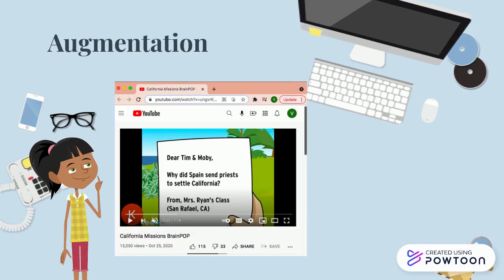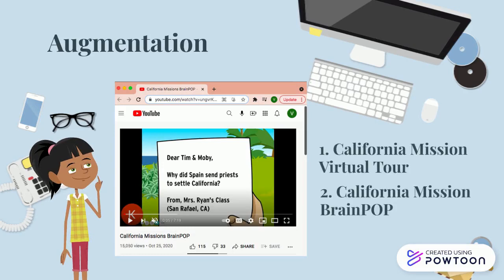They can do this by embedding the link into the corresponding slide. Students will also be required to embed the resources they use. I have also embedded links to both the video and tour into this slide.